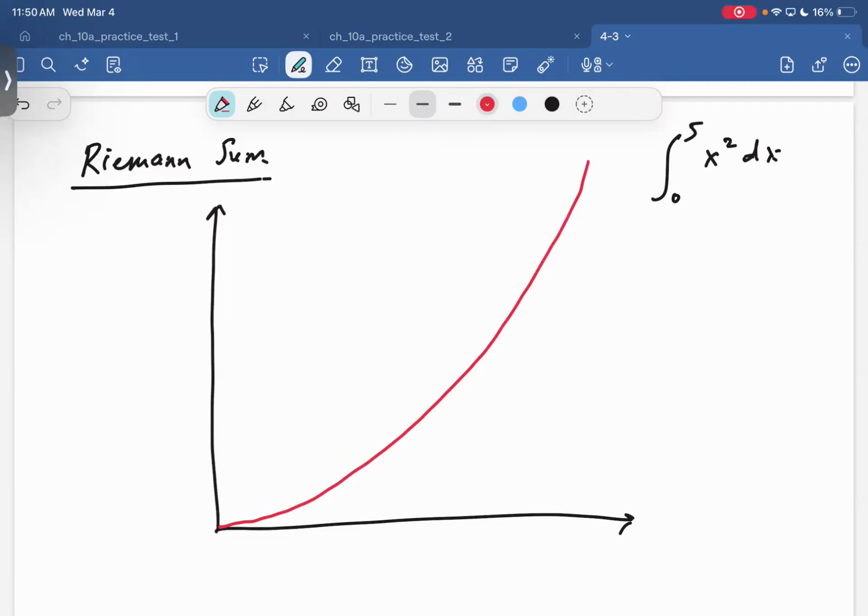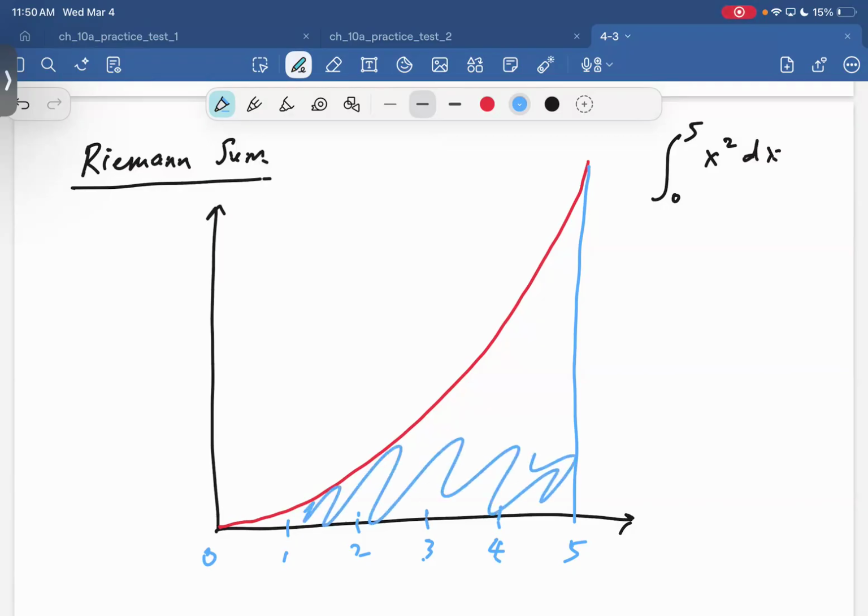So here's my function x squared, and I'm trying to calculate this area between 0 and 5. Maybe here's 1, 2, 3, and then 4. So I'm interested in this area here.